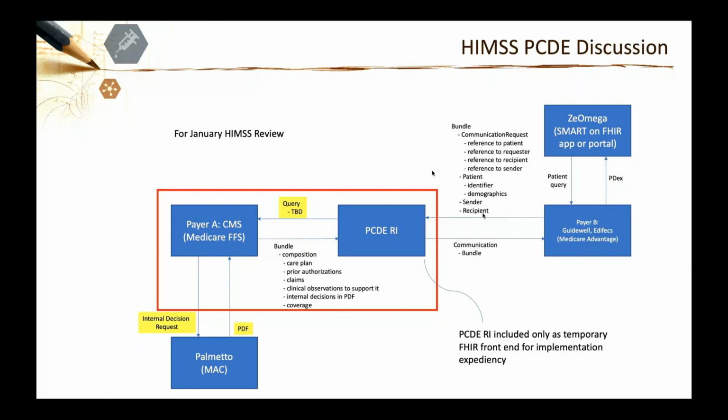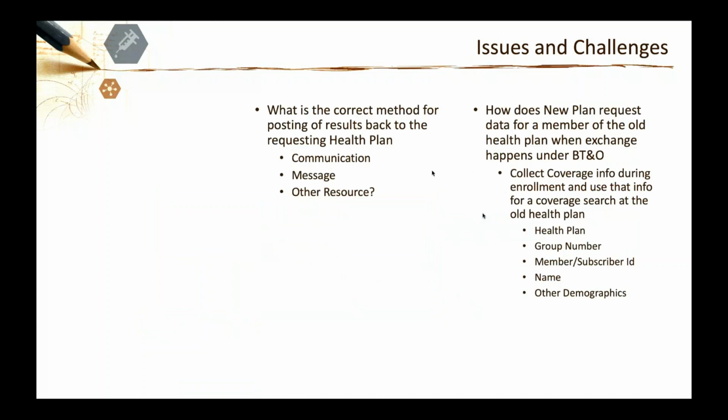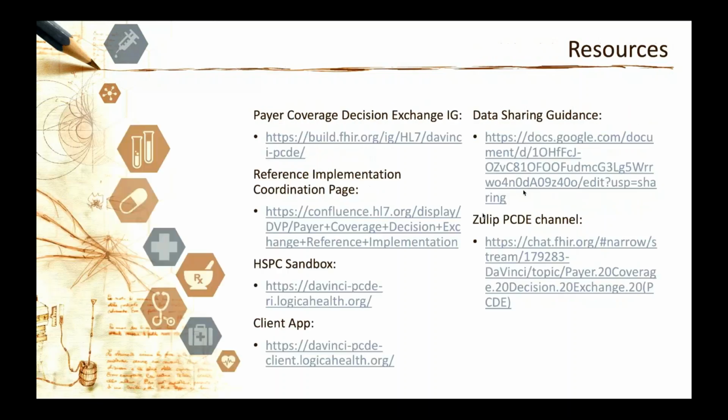So a couple of issues and challenges that we've talked through a little bit are the exact correct resource for what should be sent, like what should be attached. There will be a bundle containing the coverage information, and whether or not that'll be contained in a communication or a message hasn't entirely been determined, so that's still for discussion. And then also, how is the patient or member actually going to be identified? There are still some discussions around that.